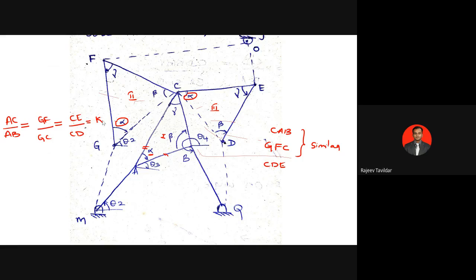So I hope this step is also clear. They have said that we need to draw three similar triangles, CAB, GFC and CDE. Since they are similar, I have just taken the ratio of two lines subtended by alpha degree. So I have got AC upon AB for the first triangle, GF upon GC for the second triangle, and CE upon CD for the third triangle. All these ratios are the same, hence I'm equating them to a constant K.